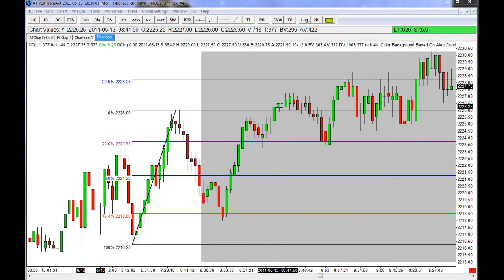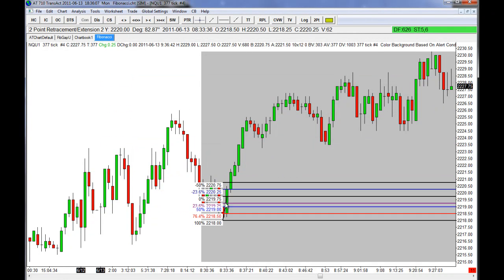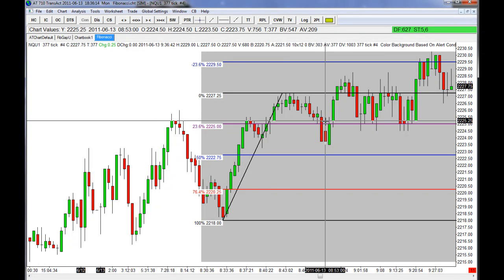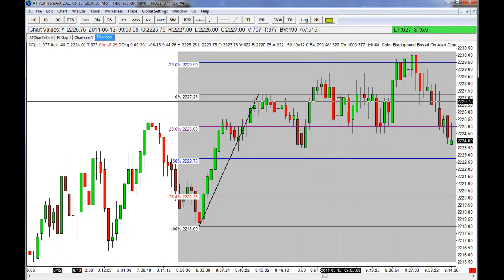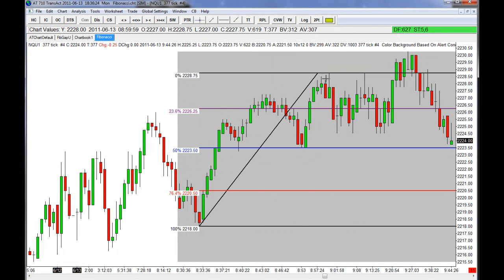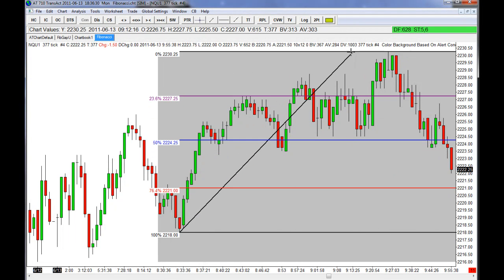Price then breaks the 0% line. Okay, so we'll be drawing our fibs right here. Then it just consolidates in this area. Move it to here, back above the 0% level. I mean, by this time, this probably looks quite extended.